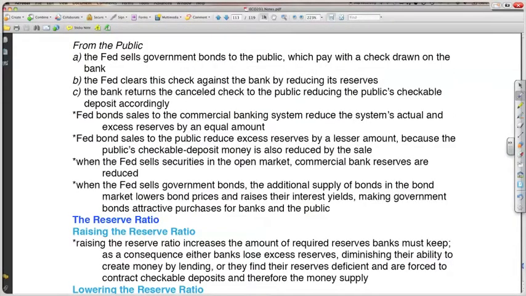Now, the Fed can also sell government bonds to the public, and the public just pays with a check. The Fed will then clear the check against the bank from which that person drew their check. So then the bank returns the canceled check to the public, reducing the public's checkable deposit. Right? If I write a check to someone, my checking account will go down. So the person is just writing a check to the Fed.